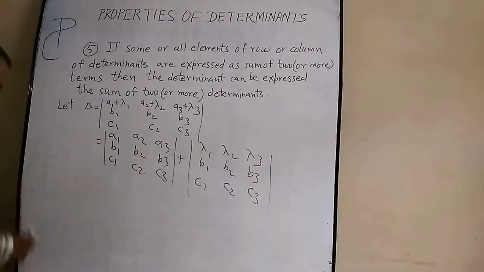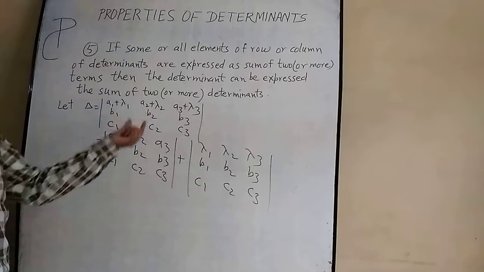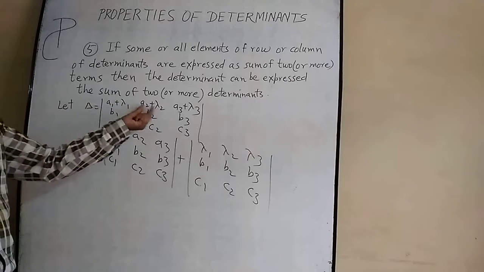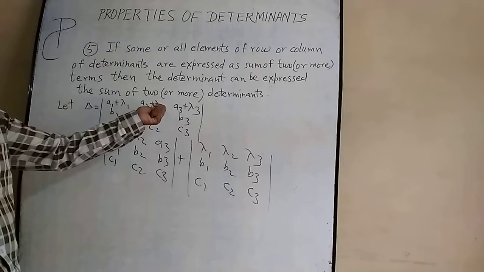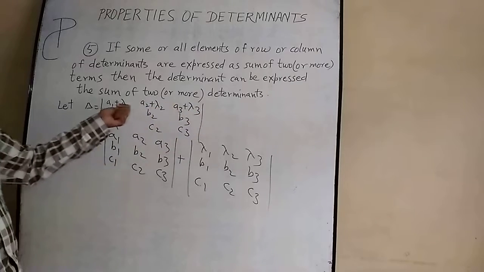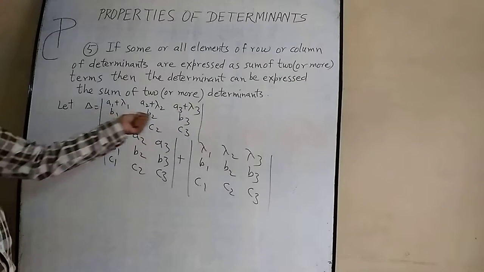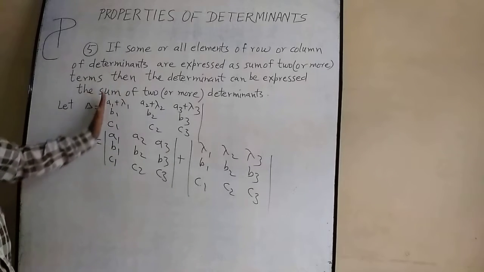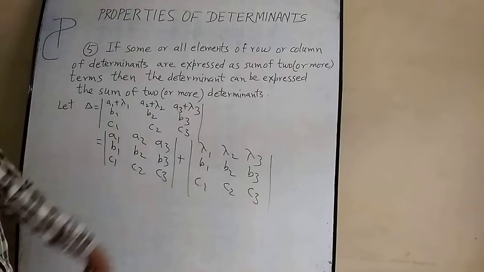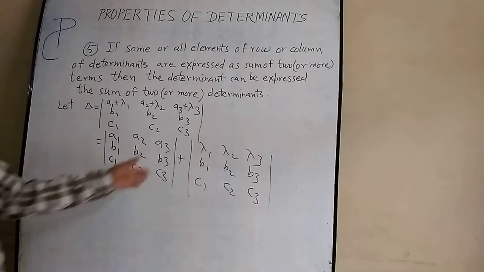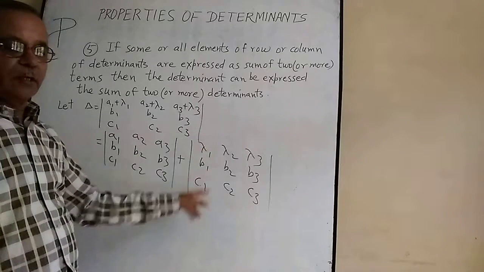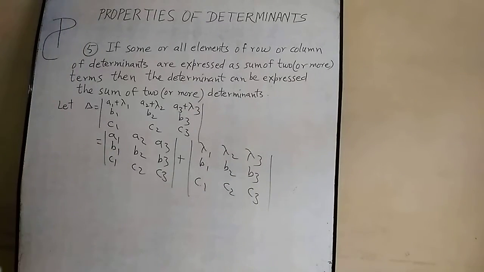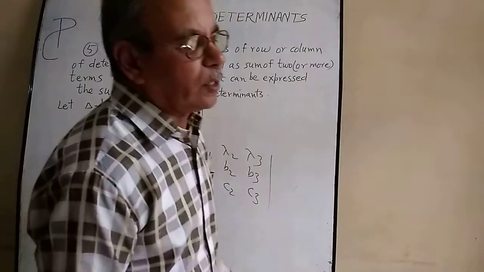And therefore this one determinant is converted into two determinants just like this, because in the first row we have A1 plus lambda 1, A2 plus lambda 2, A3 plus lambda 3, and B1, B2, B3, and C1, C2, C3. We can split them as A1, B1, C1, A2, B2, C2, A3, B3, C3 in columns, and lambda 1, B1, C1, lambda 2, B2, C2, and lambda 3, B3, C3. And that's the conclusion of the properties of determinants.